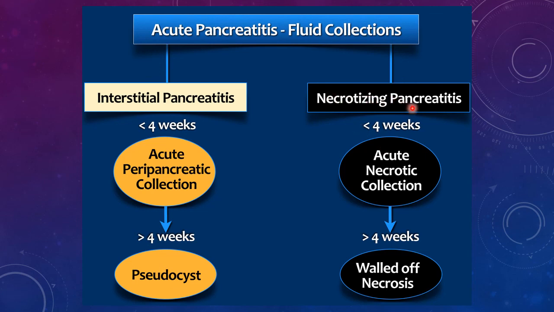The necrotizing type causes massive necrosis of the pancreas and the peripancreatic tissues due to autodigestion by the enzymes. And later, it can either get infected or it can be walled off to form a chronic abscess known as the pancreatic abscess. Okay, this is a severe form of acute pancreatitis.